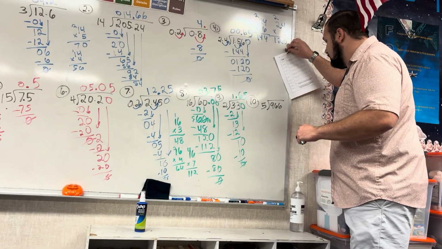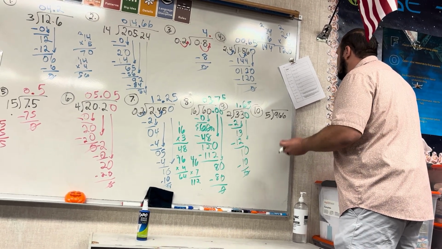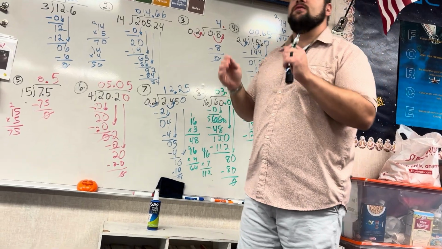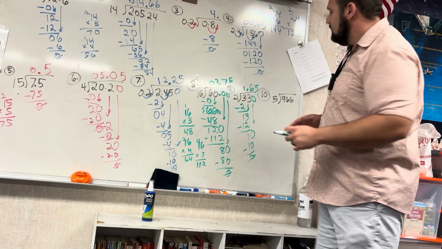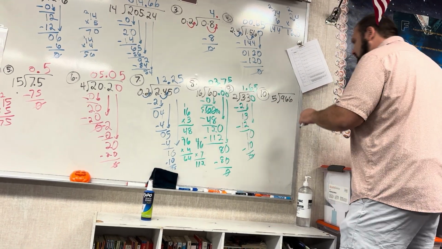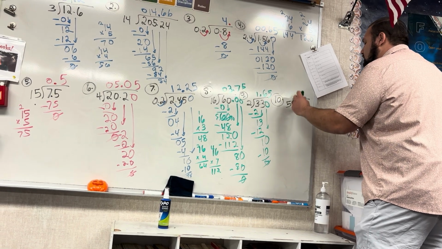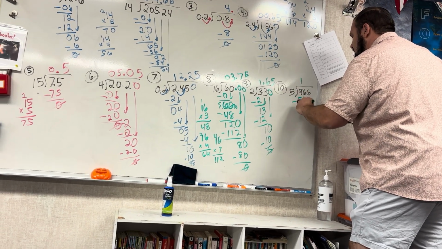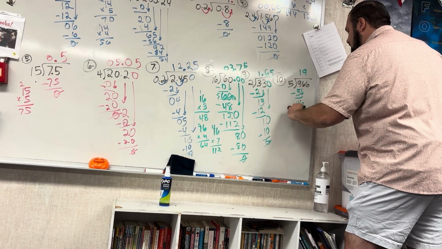All right, and number 10 says Dwight's family lives 966 kilometers from the beach, and each of the 5 adults drove the van an equal distance, meaning they're dividing that distance into 5 equal parts. Okay, that's division. So we're dividing the distance, which is 966, into 5 equal parts. 5 goes into 9 one time. You got 4 left over. Bring down the 6. 5 goes into 46 9 times. 9 times 5 is 45.